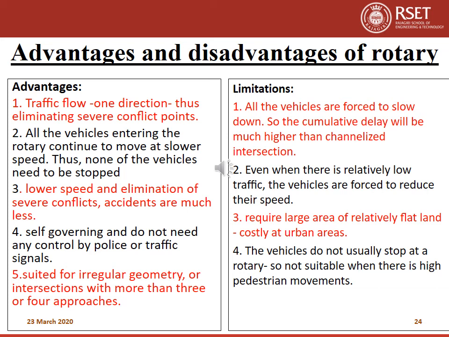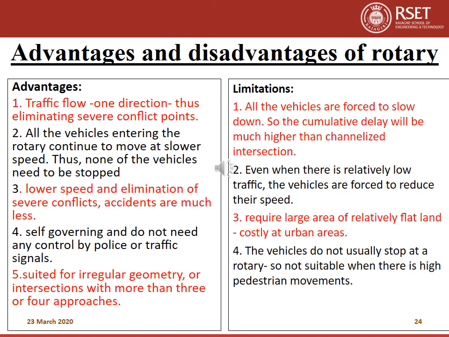Then second one is all the vehicles entering the rotary continue to move at a slower speed. And none of the vehicles need to be stopped, unlike in the case of a signalized intersection. Then lowered speed eliminates the severe conflicts and accidents. Another advantage is it is self-governing and it does not need any control by police or traffic signals. And another advantage is it is suitable for irregular geometry also.